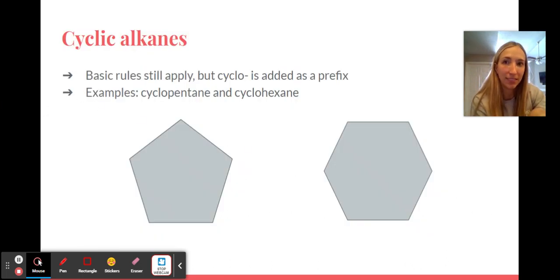You can also have cyclic alkanes. These are pretty much the same thing. Basic rules still apply, but cyclo is added as a prefix. So this would be a cyclopentane, 1, 2, 3, 4, 5 carbons. You just add your cyclo before, cyclopentane. And then for here, 1, 2, 3, 4, 5, 6 carbons. So that would be a cyclohexane.